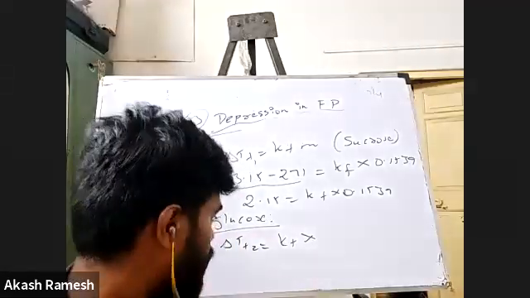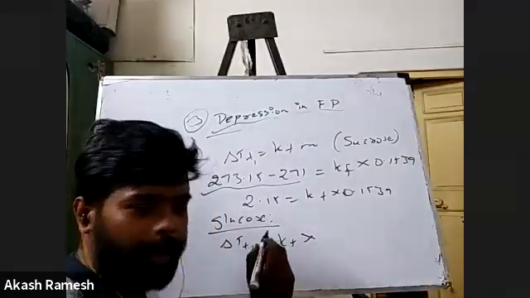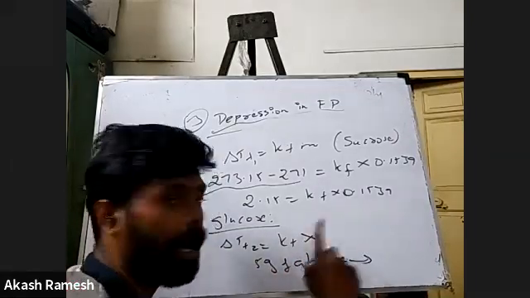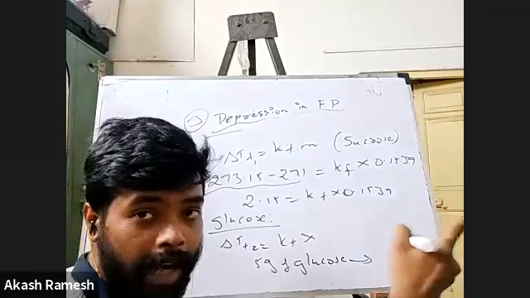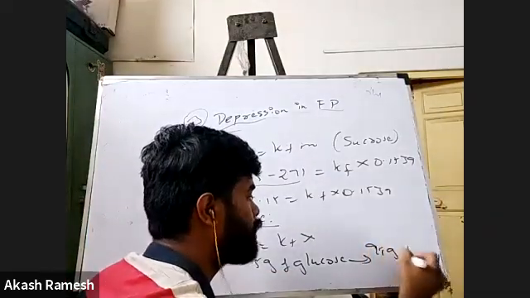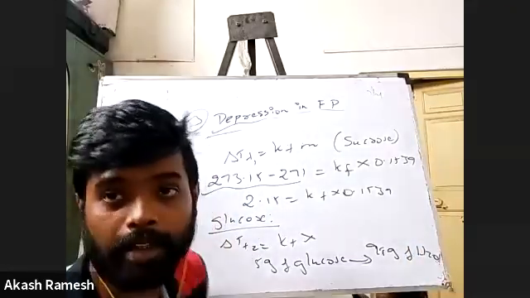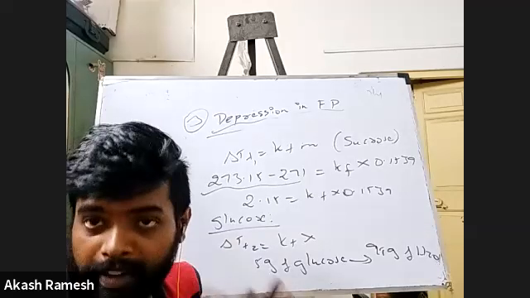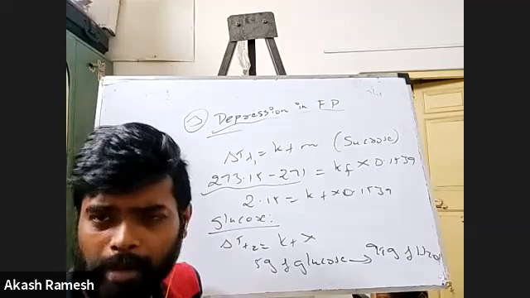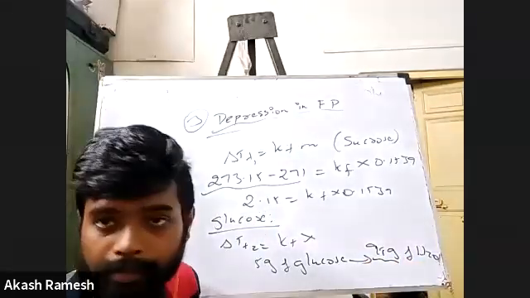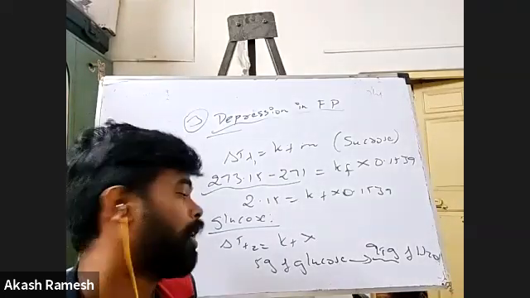Okay, let me clarify this. If I say that there is 5 grams of glucose in 100 grams of solution, can I say 5 grams of glucose is dissolved in 95 grams of water? Can I say this? Yes or no? Yes, sir. Right, totally 100 grams. In that 5 grams is glucose. What is the rest amount? Rest amount is solvent. And what is the rest amount? Rest amount is 95 grams. Right? Okay, fine.